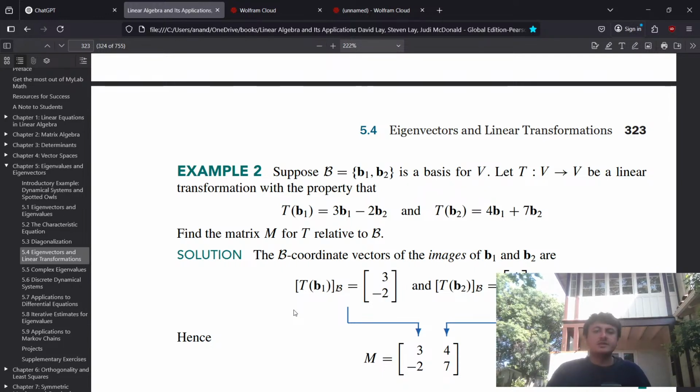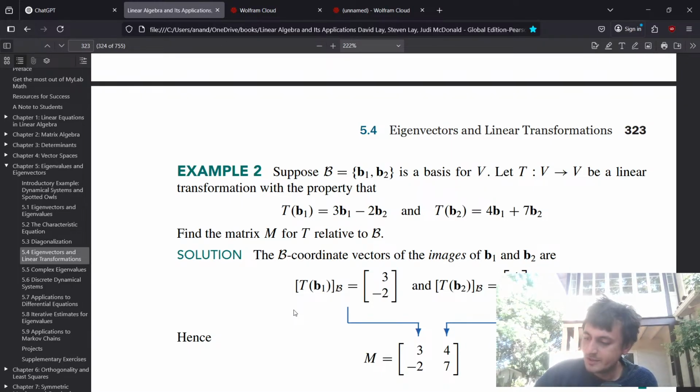All right, I need to think about what this means. So this means that T of b1 relative to B is just going to be the vector 3, minus 2. And similarly, T of b2 relative to B is going to be equal to 4, 7. So then our matrix M, equal to T relative to B, is equal to 3, 4, minus 2, 7.